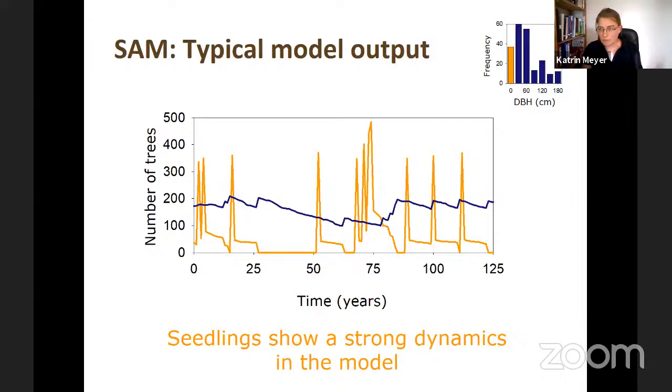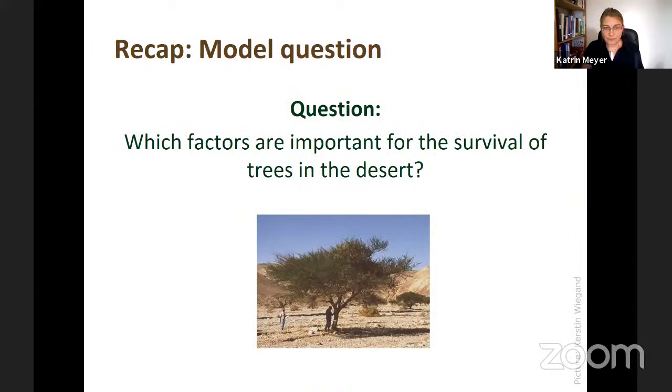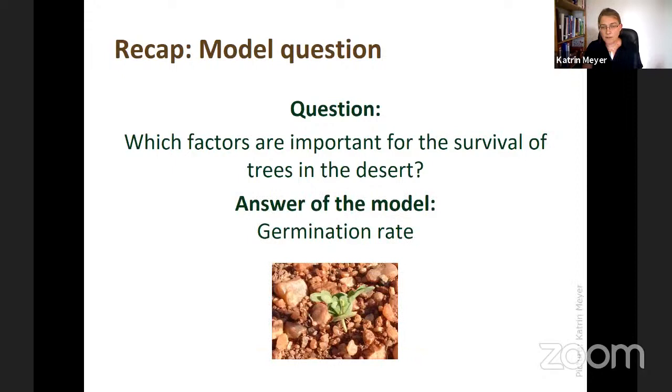And in the end, if we come back to our original model question, which factors are important for the survival of trees in the desert? The answer of the model was that germination rate was actually the most important process or factor in the model, which makes sense with the results that we saw, that seedlings have such strong dynamics here.